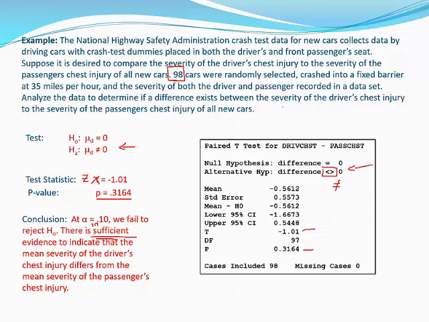There is insufficient evidence to indicate, and everything after the indicate, everything after this point, is whatever the alternative hypothesis is saying in the words of the problem. And we're looking for a difference between the severity of the driver chest injury mean and the passenger chest injury mean.